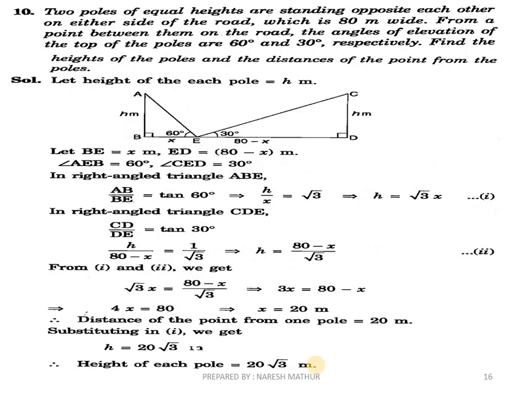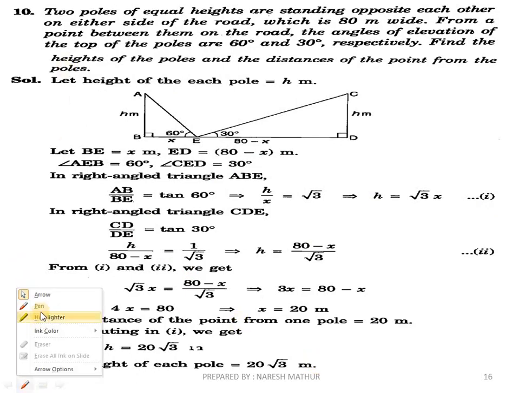Easy. Next question says, we are given two poles of equal heights standing opposite each other. See here, AB and CD are two equal poles, and the distance between them is 80 meters.